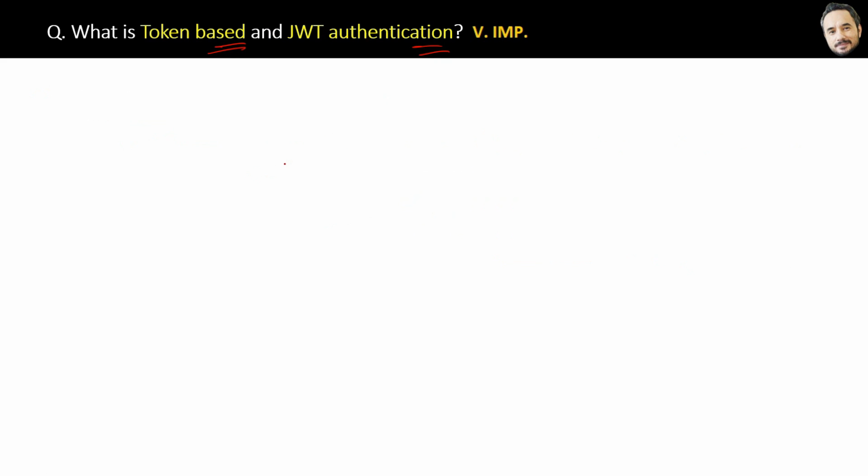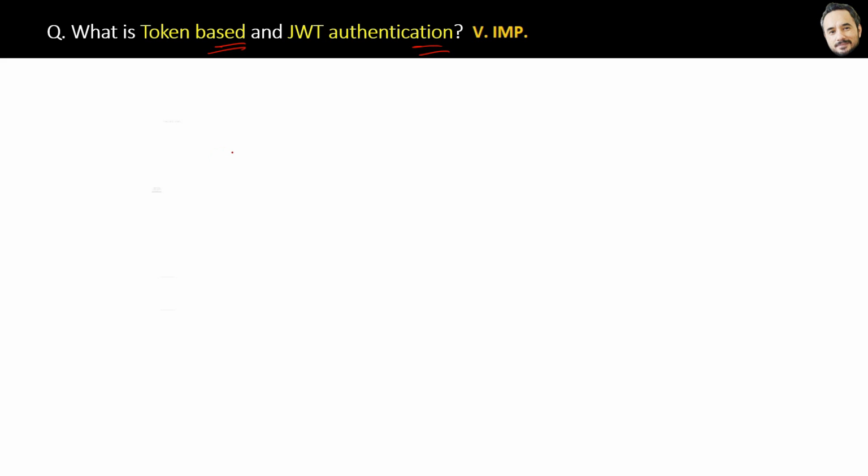Nowadays, this is the most popular kind of authentication technique used in REST APIs. Here, token-based authentication is a type of authentication, and when we use JWT as the token in token-based authentication, then that is JWT authentication. And you can also say JWT authentication is a type of token-based authentication. Okay, so JWT stands for JSON Web Token. For interviews, this JWT authentication process is very important, and that I'm going to explain here.